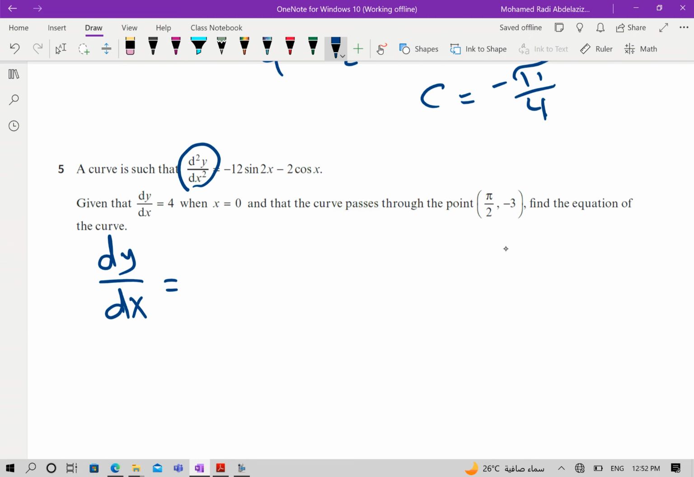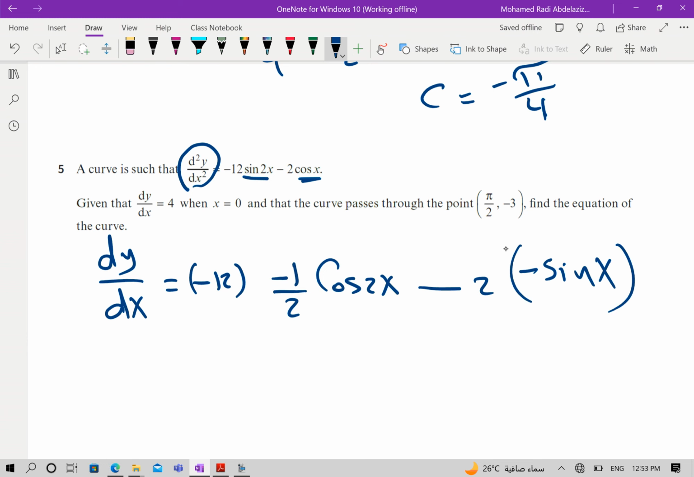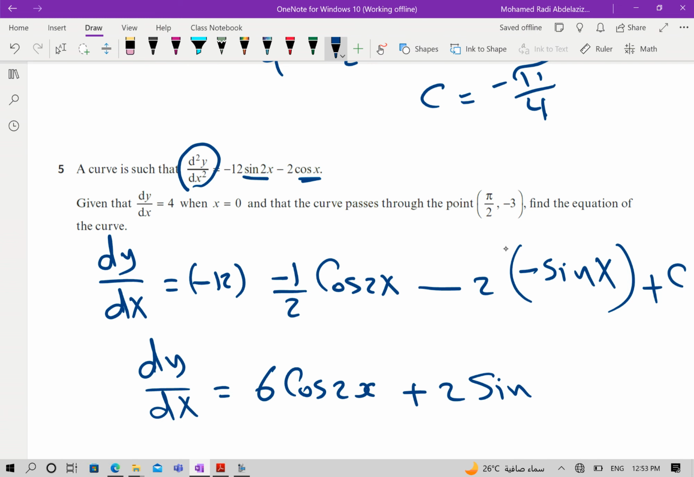Equal negative 12, which is a constant. How to integrate sine 2x? Negative 1 over 2 cosine 2x. How to integrate cosine x? It will be sine x, plus c. Simplify, dy by dx is equal, negative negative is positive, 12 divided by 2 is 6 cosine 2x, negative negative is positive, 2 sine x plus c.